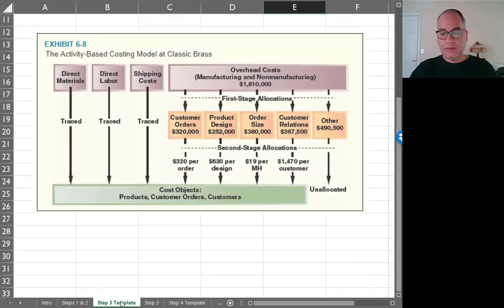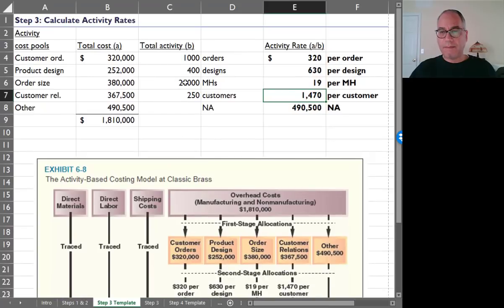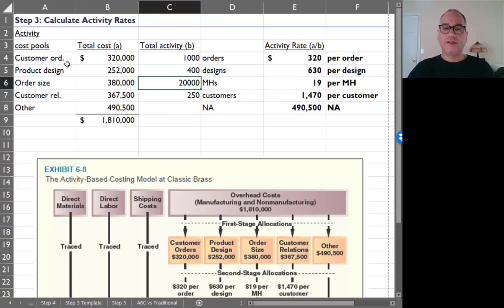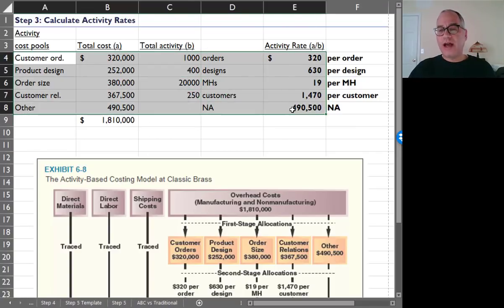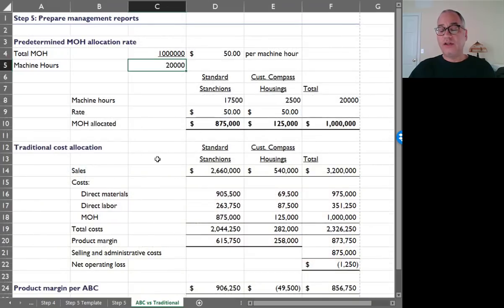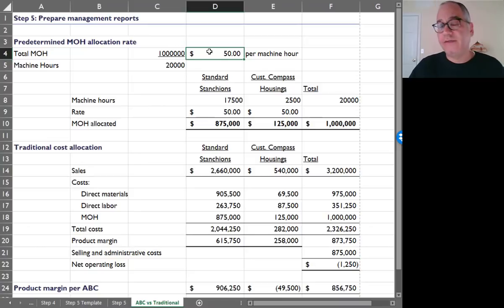Somewhere it said the number of machine hours. And here we go. Here we were expecting 20,000 machine hours. So instead of using these 5 cost pools, we're just going to have manufacturing overhead, and we're going to allocate it according to machine hours, because that's the old way of doing it, which is how everyone still does it. $50 a machine hour. Every machine hour gets $50.